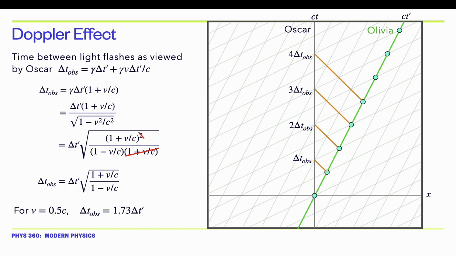So if she's traveling at half the speed of light, you plug in 1/2 here, you get the square root of 1.5 divided by 0.5, and that turns out to be 1.73 times however long the blinks are for her. So if the blinks are 1 second apart, according to her watch, Oscar will see them being 1.73 seconds apart. So they're taking longer. Olivia is traveling away from Oscar, so it's going to take longer. There's going to be more time between the blinks in Oscar's frame compared to Olivia's frame.